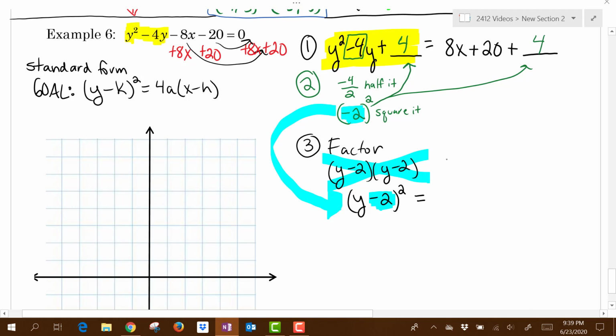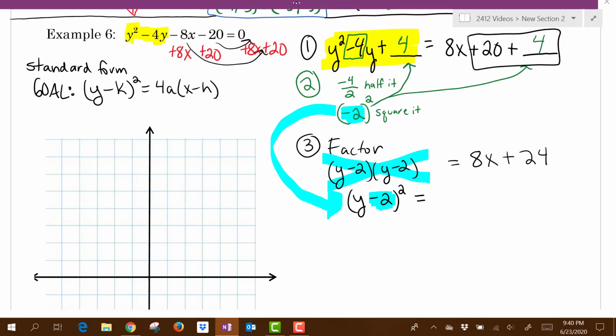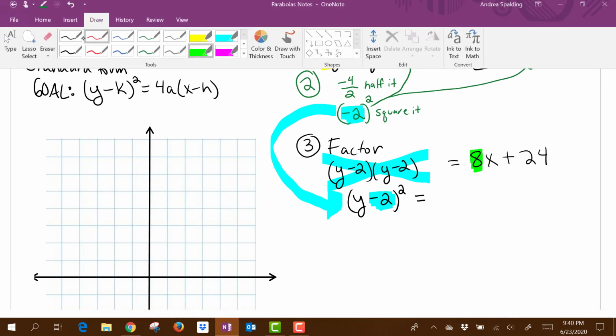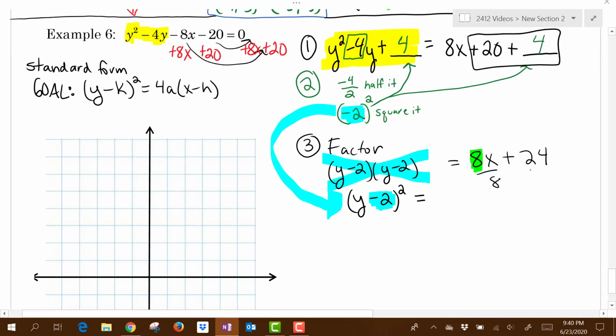Alright, so on the right-hand side, we end up with 20 plus 4. We need to combine those like terms. So 8x plus 24. And we're going to factor out whatever number is in front of the variable. So we're going to factor out an 8. Essentially, that means you're going to divide out by that number. We're going to pull that number to the front. And 8 divided by 8 is x. 24 divided by 8 gives me a positive 3. So here's our equation now in standard form.